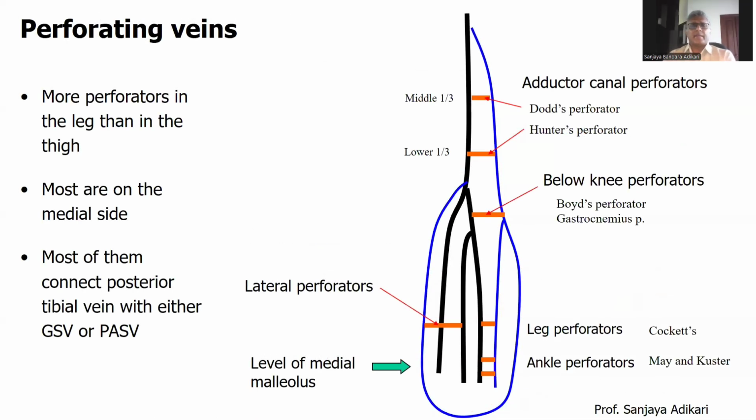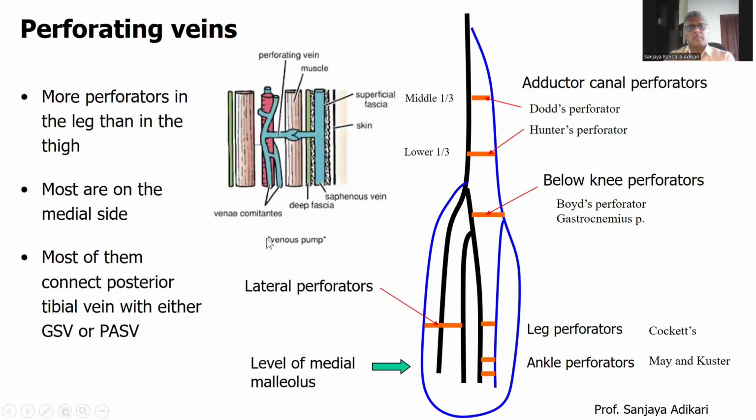Now, the superficial veins lie in the superficial fascia. Deep veins lie deep to the deep fascia. Some of them are inside the muscles like gastrocnemius or soleus. So the perforating veins connect the superficial veins to deep veins. In doing that, they pierce or pass through the deep fascia to connect the two. So that's an important thing to remember.